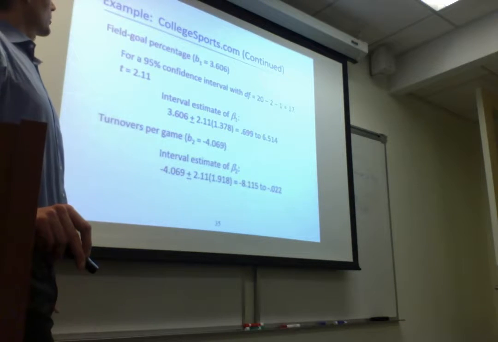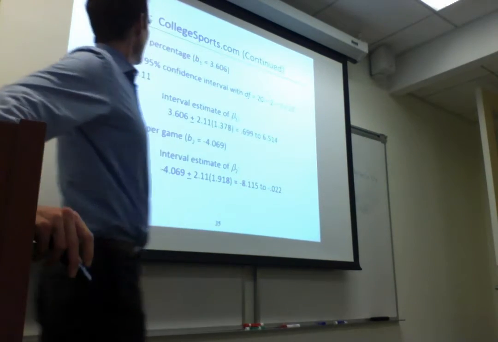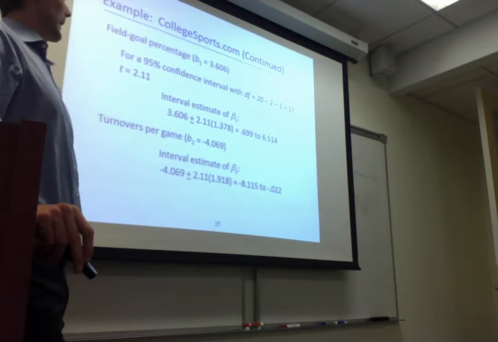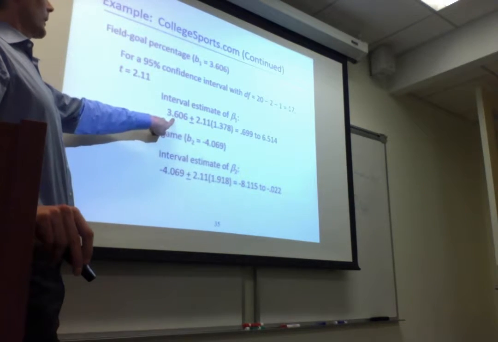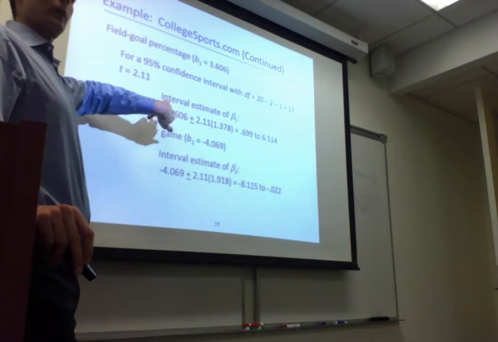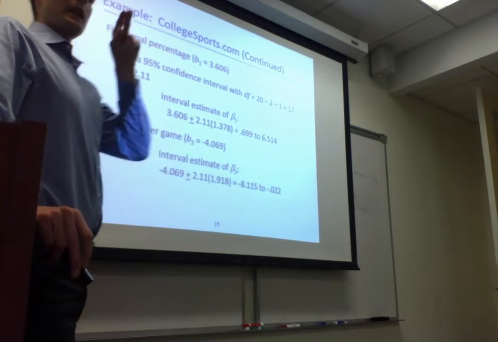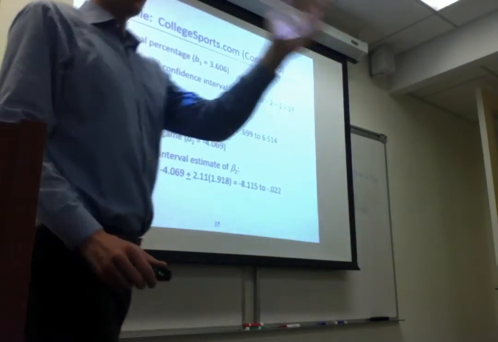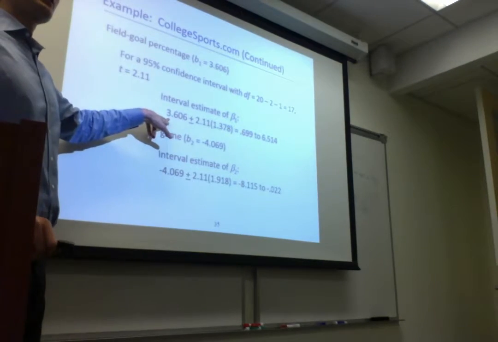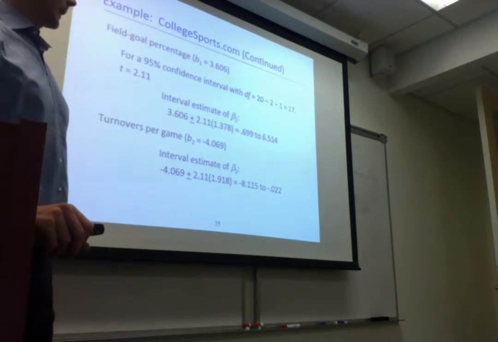All right, field goal percentage. For a 95% confidence interval with degrees of freedom equals 17, the t-value is 2.11, which we determined from last time. So we are going to take our point estimate of 3.6. We said this is the coefficient we came up with, and we said for every 1% increase in field goal percentage, meaning Team A shoots 74%, Team B shoots 75%, we expect Team B to win 3.6 percentage more games, or more in the win-loss calculation.